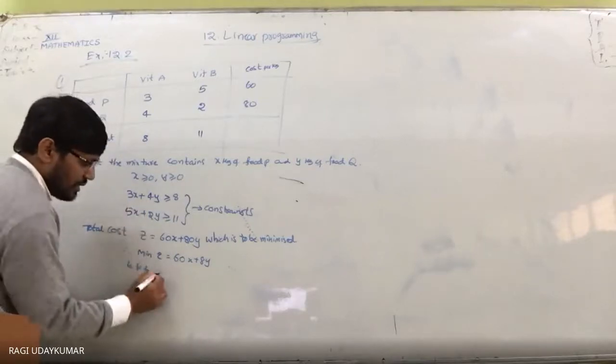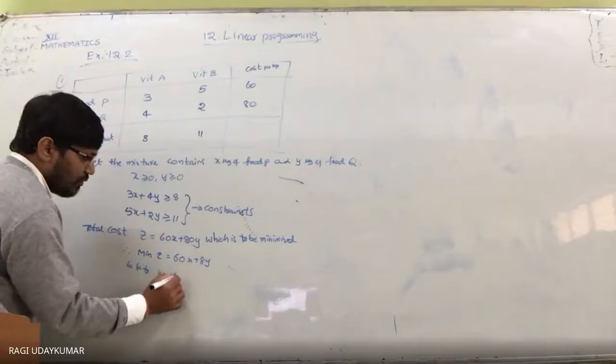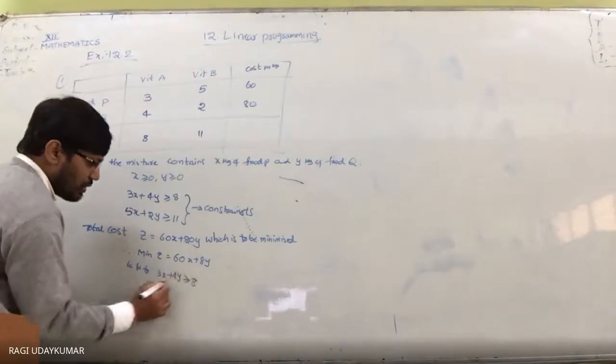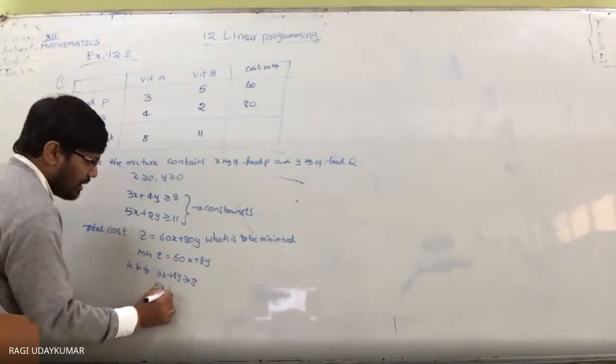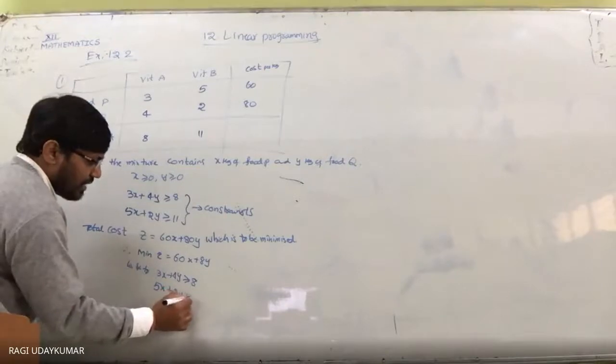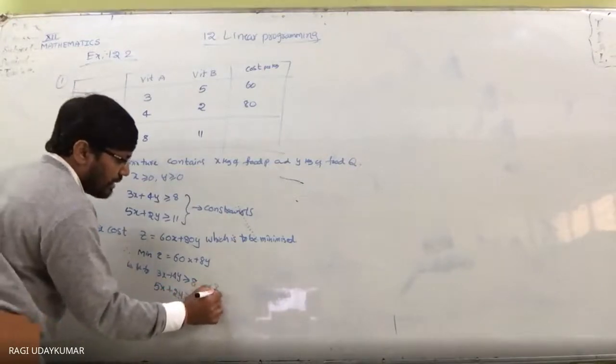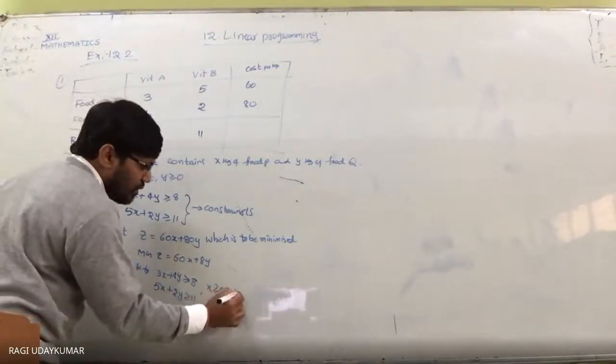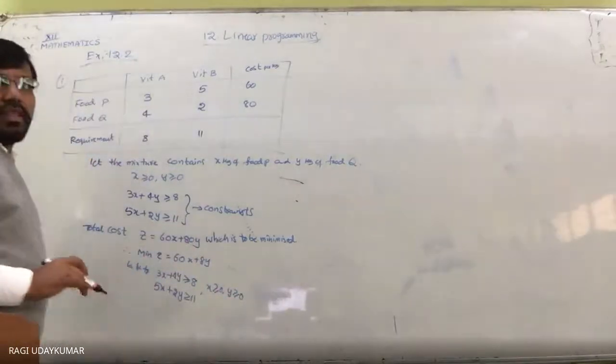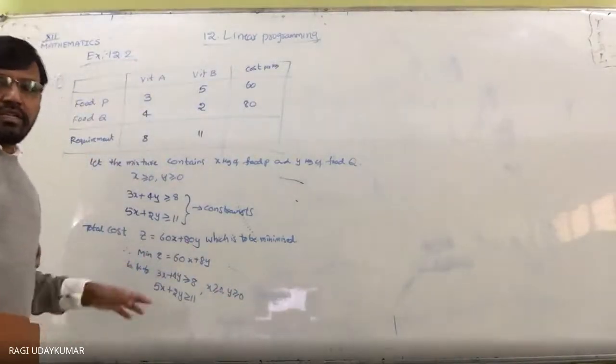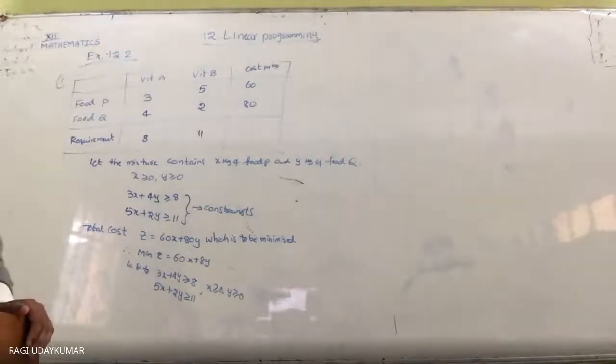with respect to these two constraints: 3x plus 4y greater than or equal to 8, 5x plus 2y greater than or equal to 11, x greater than 0, y greater than 0. So for this, first you need to draw the graph. How many constraints are you getting here? 4 constraints.